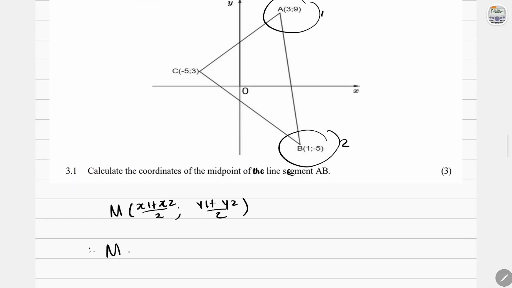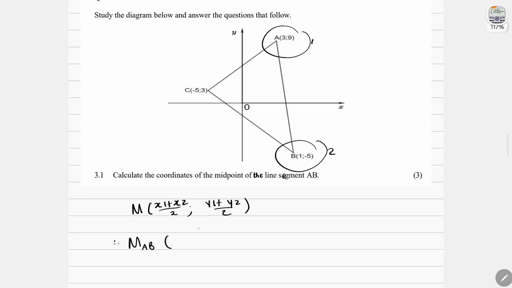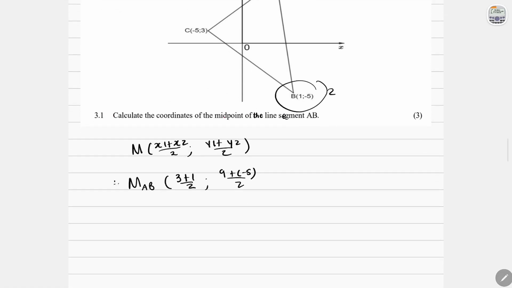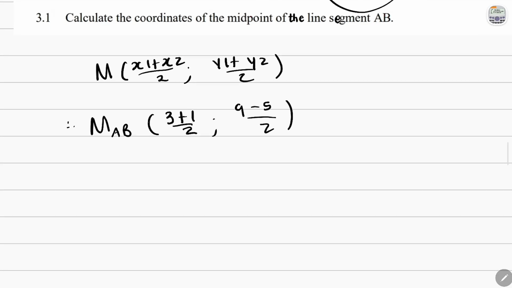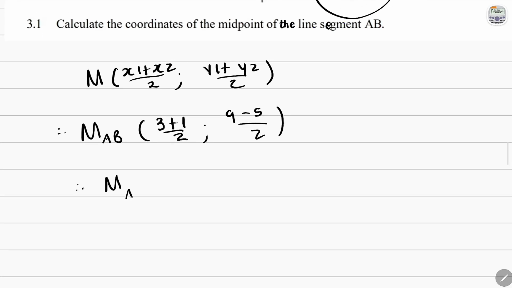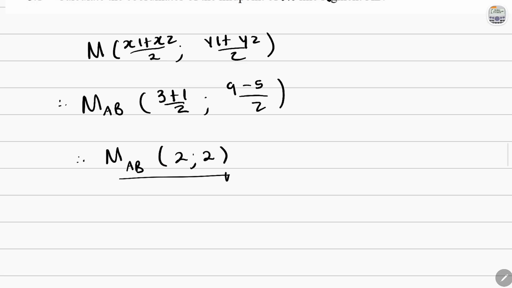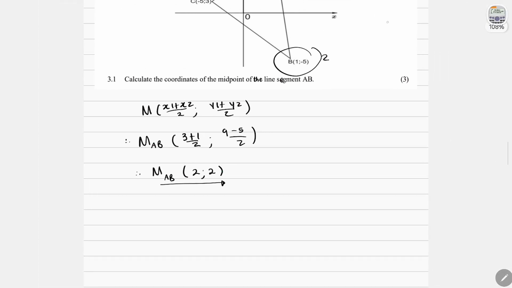The midpoint of line AB is found by taking the x value of point 1, which is x1, so 3, plus 1, over 2, and then 9 plus -5 over 2. Of course, when you multiply the positive and negative, it just gives you -5. So finally, the midpoint of AB is 4 divided by 2, which is 2, and 4 divided by 2, which is 2. So it's (2, 2). Moving on to the next question.